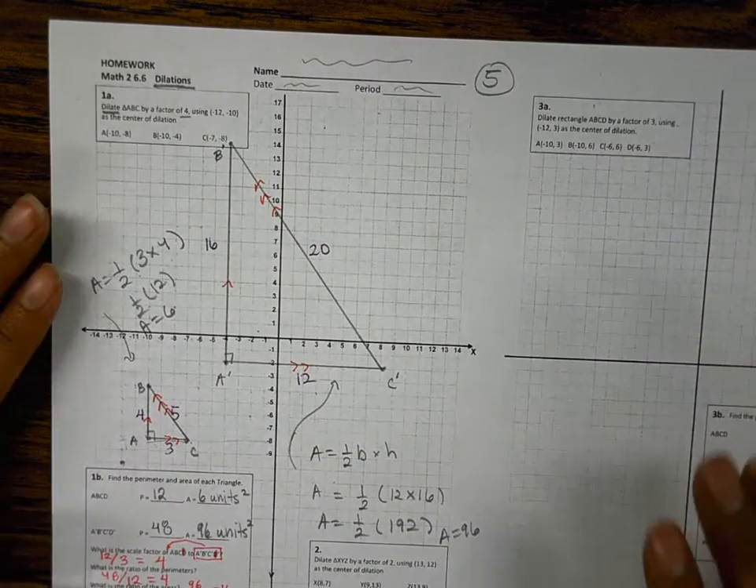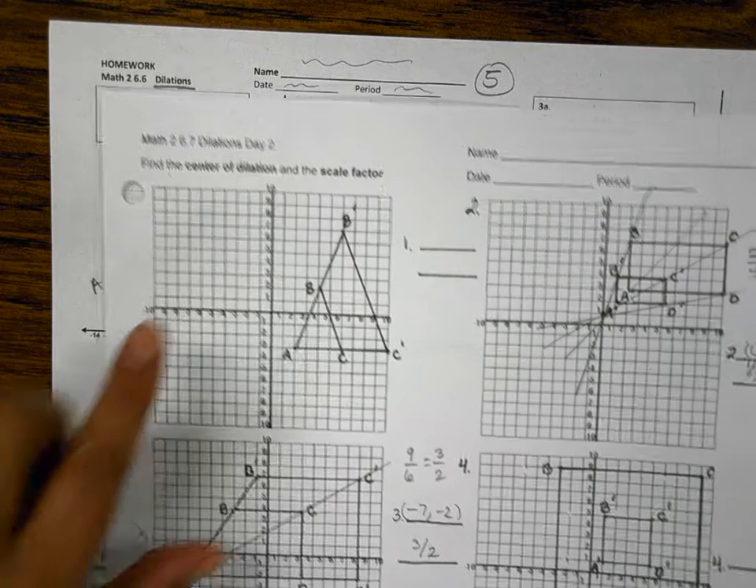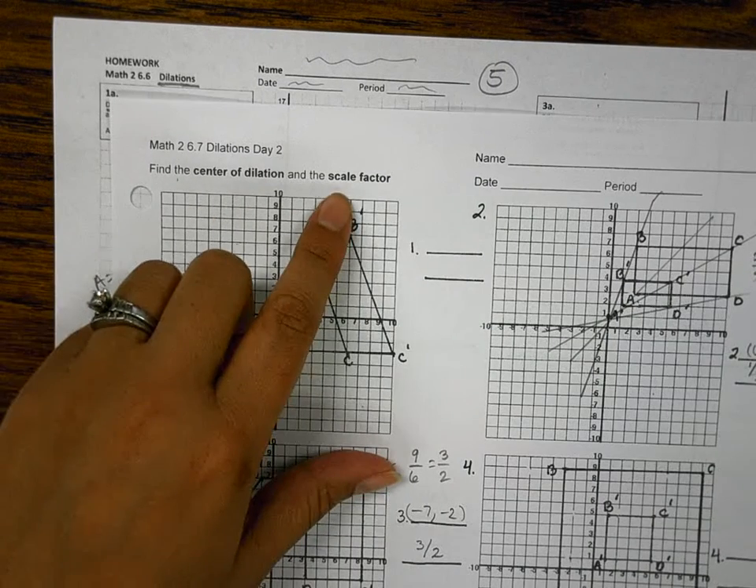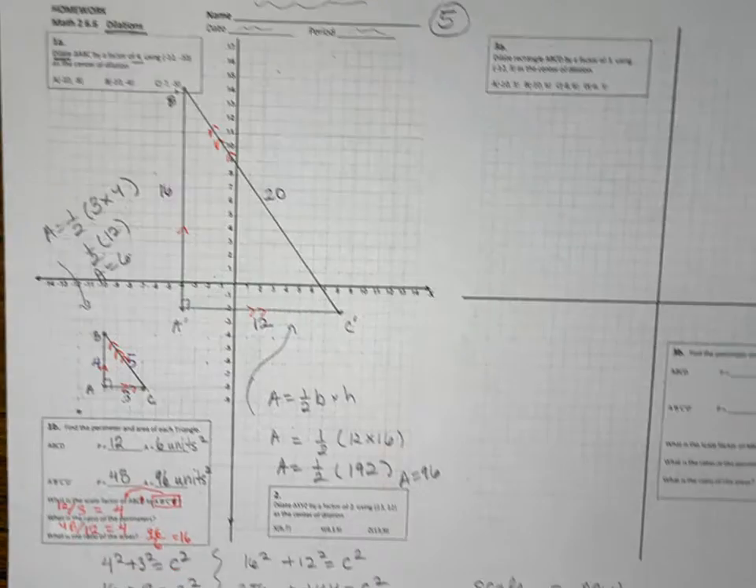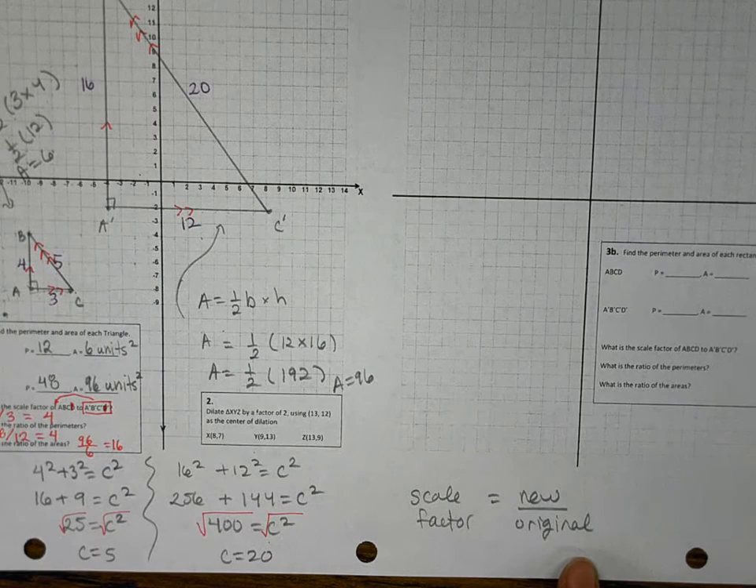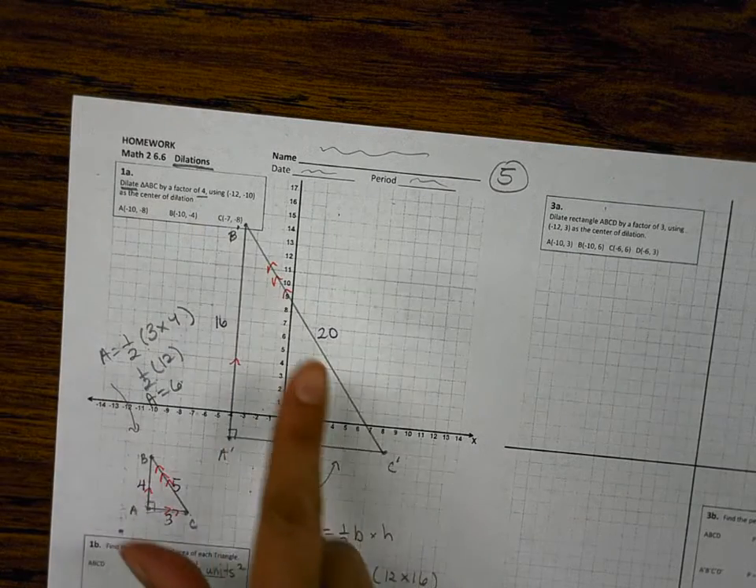On today's lesson, we are going to look for the center of dilation and scale factor. We know how to find the scale factor already using this, a length of your new side over a length of your original side. And you always want to use vertical or horizontal side lengths because those are easy to count versus diagonal like hypotenuse sides because those are a little harder to find.